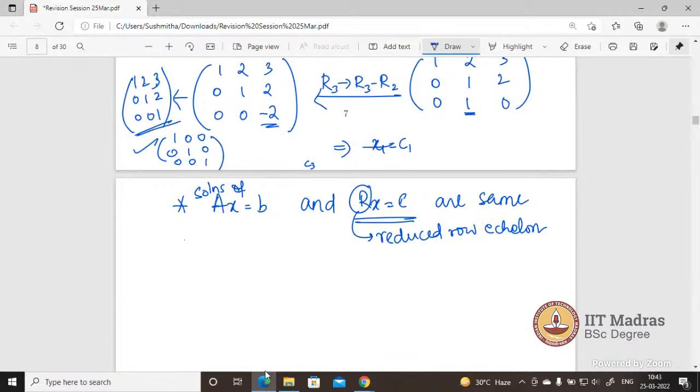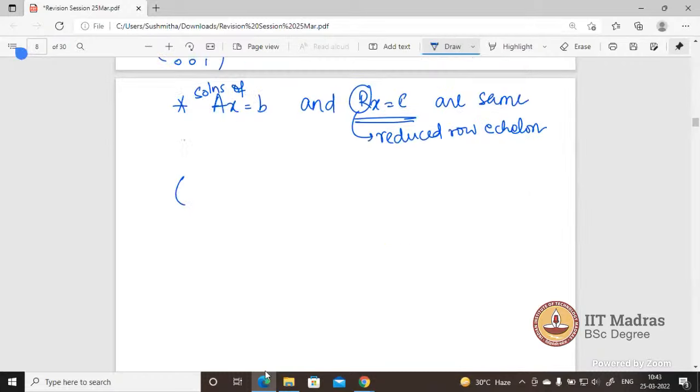Okay, so how am I going to find the solutions if I have Ax is equal to B, that Gaussian elimination? You do the augmented matrix.